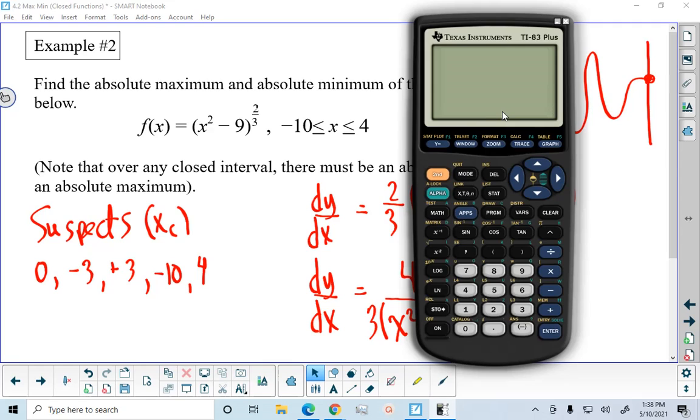I'm going to enter into y, the function. And this is essentially what we did with the first part of this lesson. We simply looked at the y coordinates of all of the critical values of x. So I have in brackets x squared minus 9, in brackets, raised to the 2/3. I'm not going to look at a graph, though. I'm simply going to set up my table to be on ask. Go to my table, and I'm going to enter 0 for x. Okay, the y coordinate is 4.3 something.